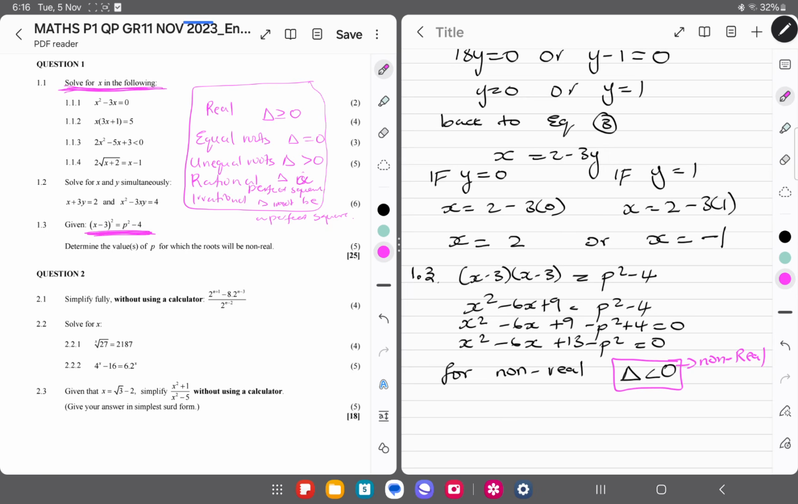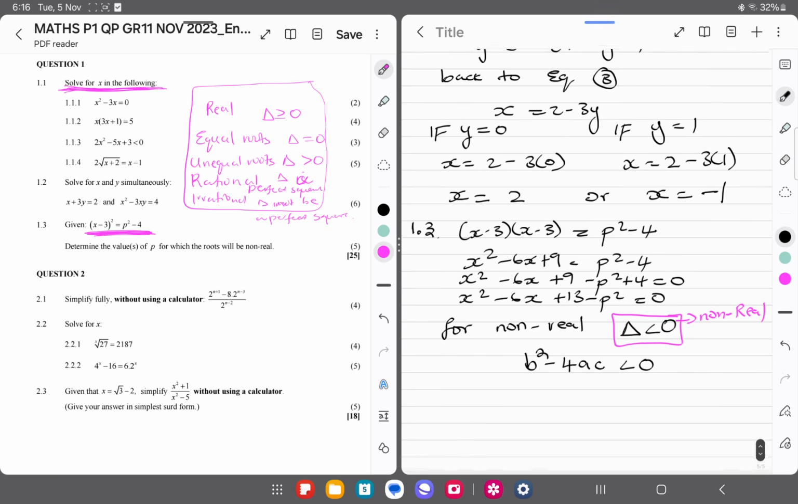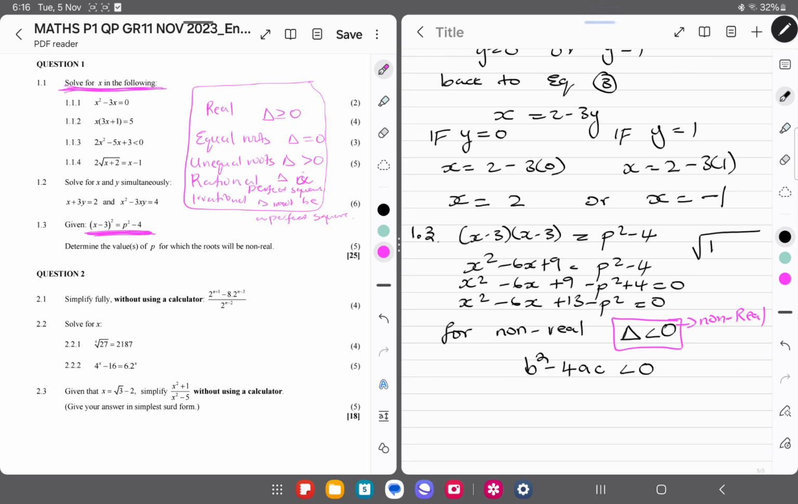If you know that, you'll be good to go to answer any question relating to nature of the roots. The question we're answering said non-real, so it's less than 0. We know the discriminant is b squared minus 4ac, which must be less than 0. It's that part underneath the square root on your quadratic formula. Now a is 1, b is negative 6, and c, the constant, is 13 minus p squared.